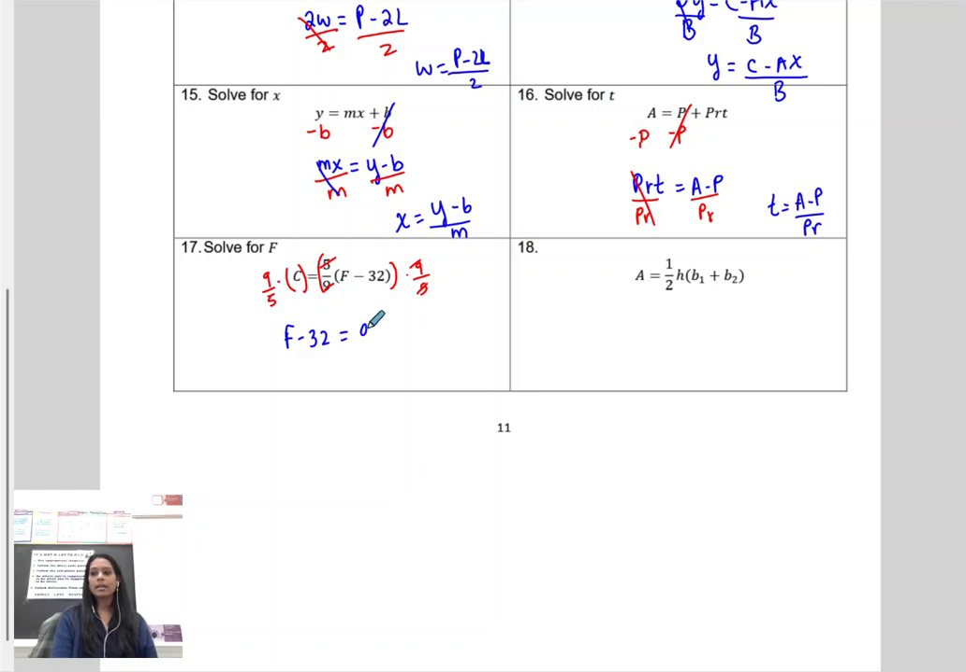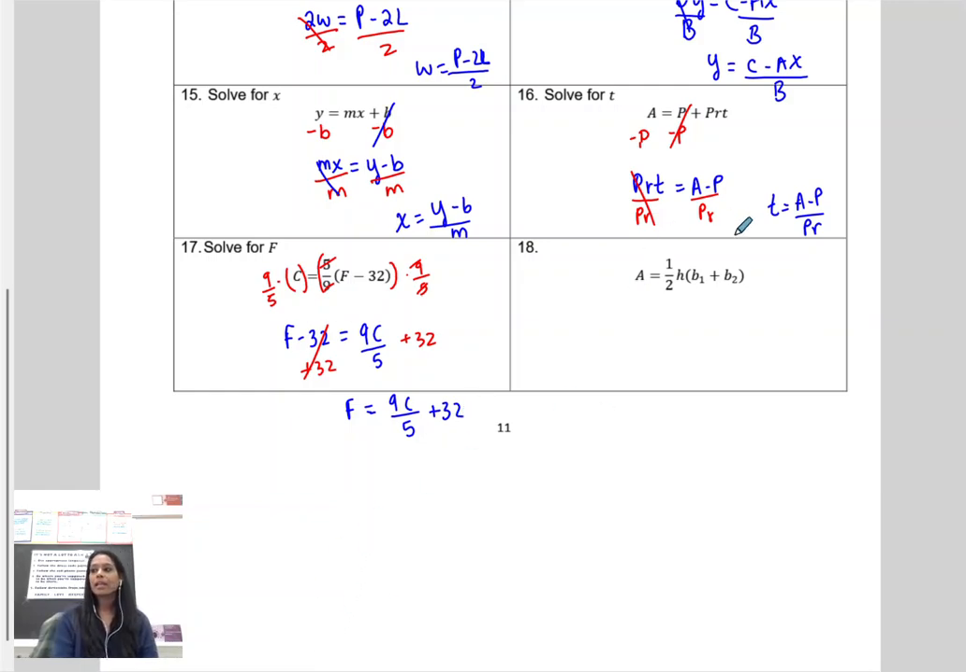You can just write 9 over 5 times c, but I'll kind of just write it as one fraction, which is 9 times c over 5. And then here, I need to get rid of the minus 32. So I need to plus 32 on both sides. So that gets rid of that. So let me just write everything out. So f equals 9c over 5 plus 32.